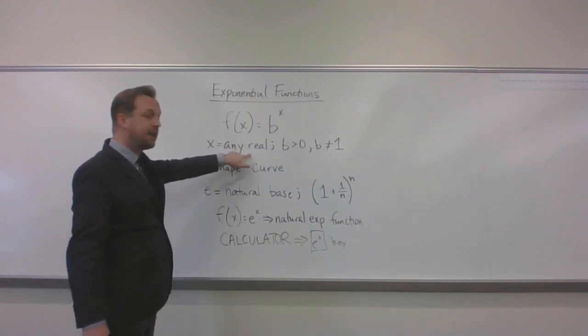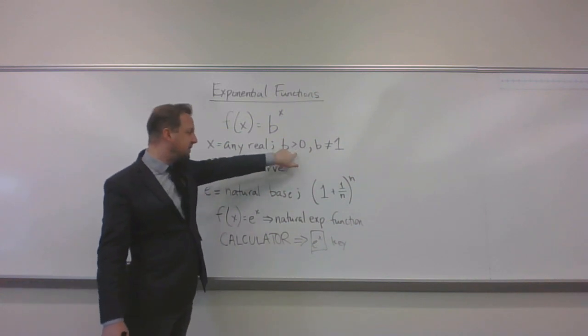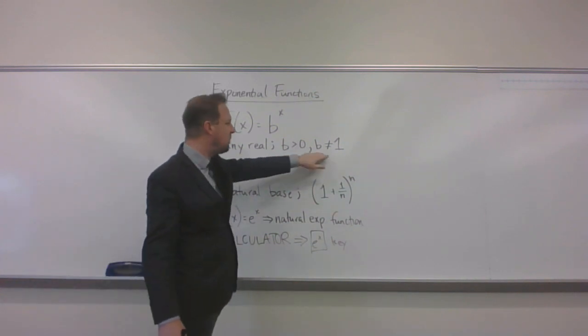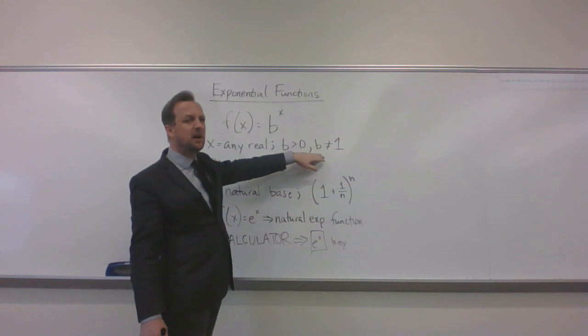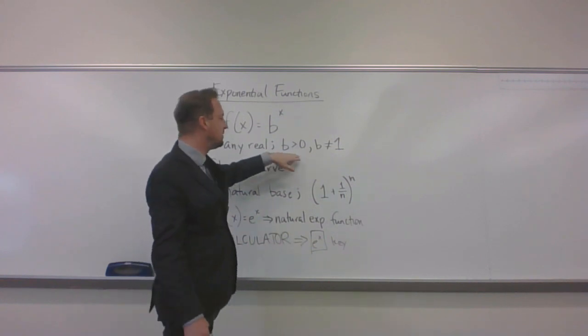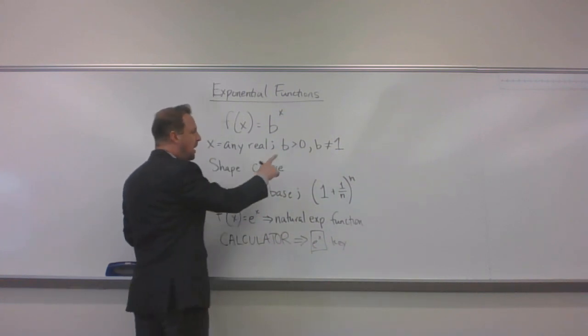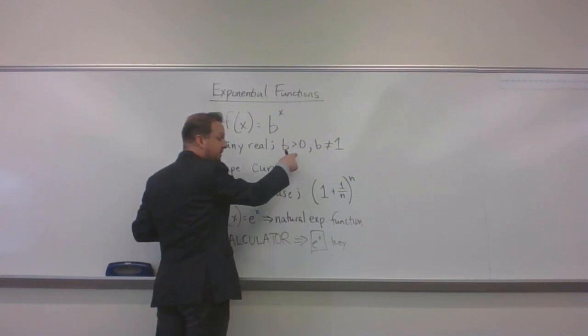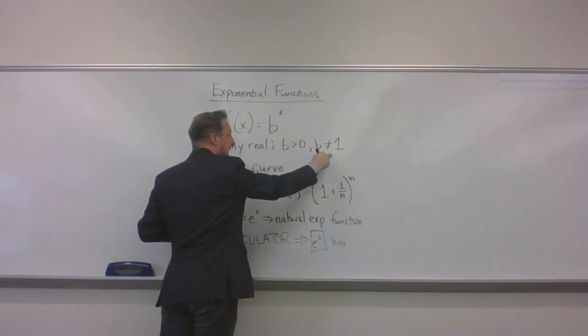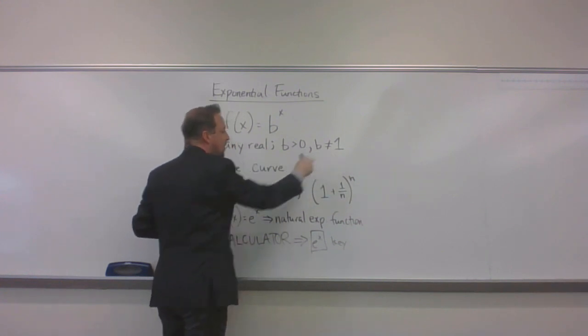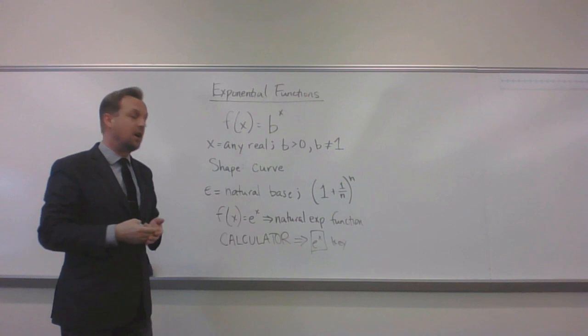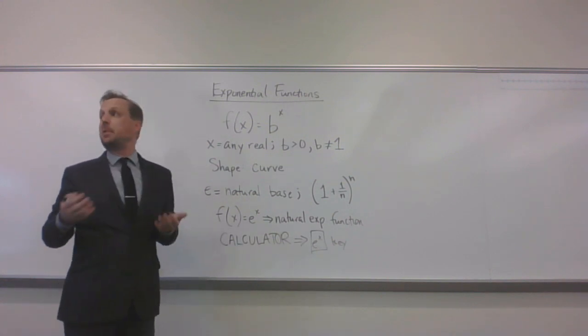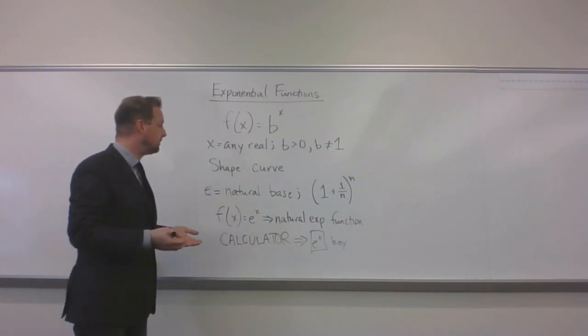x is any real number, and then our base, a couple of things. If we were in class right now, I'd get into a deeper explanation of this. Those of you who want to do this research on your own, you can make sense of why. b has to be greater than 0. It can't be a negative number, or 0 for that matter, and it also cannot equal 1. So basically, any positive number that isn't 1.